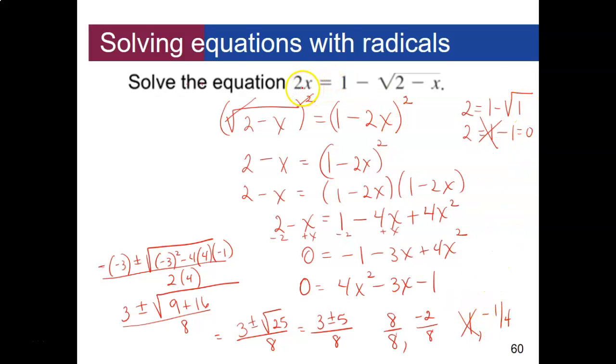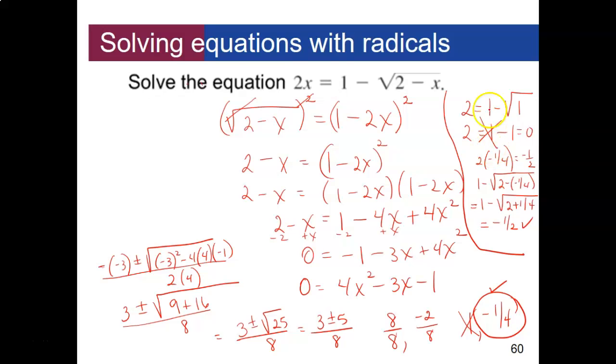If I put negative 1/4 in, then 2 times negative 1/4 is going to give me negative 1/2. And then if I do 1 minus the square root of 2 minus negative 1/4, I'll have 1 minus the square root of 2 plus 1/4. You can check this on your calculator, but this does equal negative 1/2. So that tells me that this is going to be a solution for it. So always go back and check your answers to make sure that they fit into the original and give a true statement.